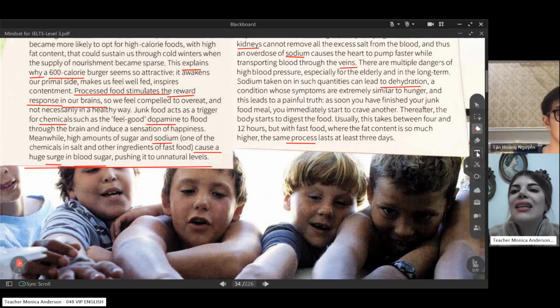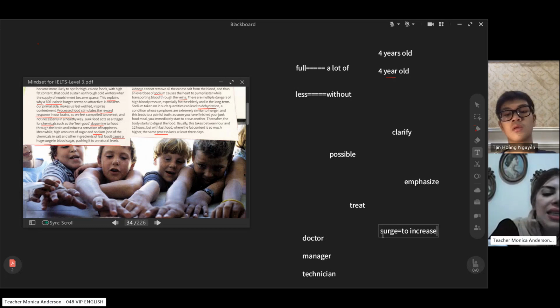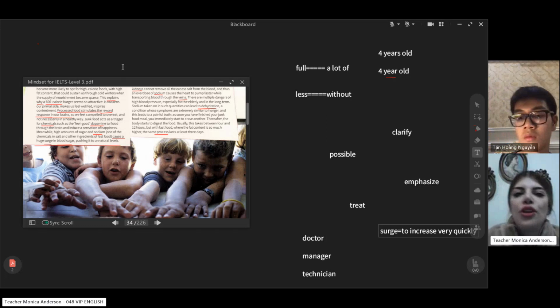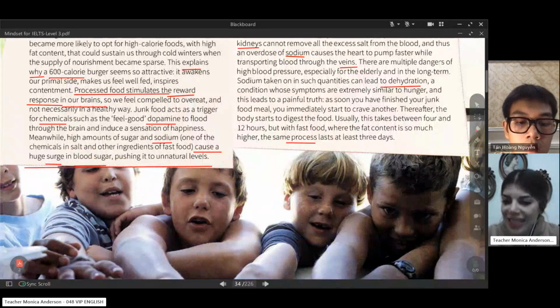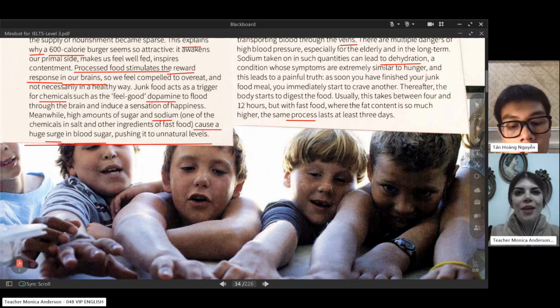Surge. It means to increase very quickly. Surge means to increase very quickly. So this is the meaning of surge. And if you don't know the meaning of it, of course you can answer. You asked me a question, teacher, if I don't know the meaning of some words in the text, how can I find the answers? So let me ask you, do you know the meaning of all these words? No, but you could find the answers. Yeah, because we have some clues.